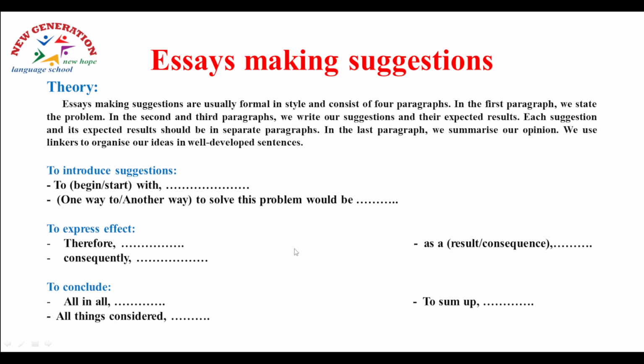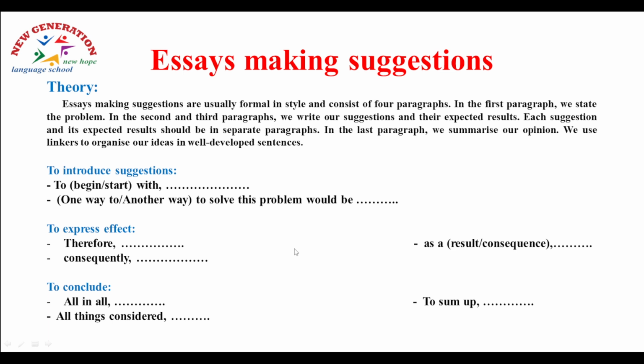In the first paragraph we state the problem. We tell the reader what the problem is that we are going to write about. In the second and third paragraphs, which are the main paragraphs of the essay, we write our suggestions and their expected result. It's very important to show the results that we expect to happen for each of the suggestions we introduce. Each suggestion and its expected result should be in a separate paragraph. In the last paragraph, we summarize our opinion. We write our opinion towards the problem in short.